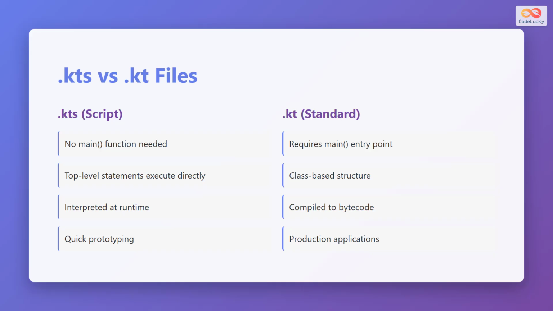Let's understand the key differences between .kts script files and .kt standard files. Script files don't require a main function, and top-level statements execute directly. They are interpreted at runtime, making them ideal for quick prototyping. On the other hand, standard Kotlin files require a main entry point and follow a class-based structure. They are compiled to bytecode and used for production applications. Each has its own purpose depending on your needs.